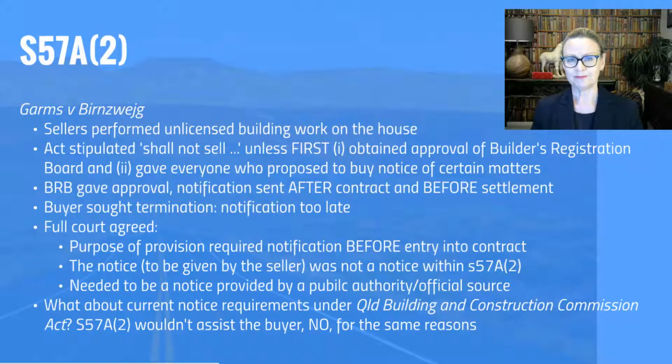The text says, well, let's think about that. Would the same result occur now under the Queensland Building and Construction Commission Act? Again, we had a little look at this in our video series on seller disclosure before contract. The upshot was that 57A2 wouldn't assist the buyer. The answer would be no. It wouldn't help them out for the same reasons as in the Garms case. So whilst 57A2 may have some reach, it's not going to be effective in terms of unlicensed building work.